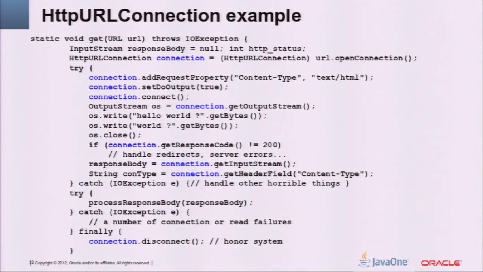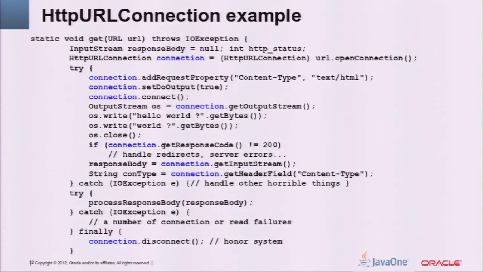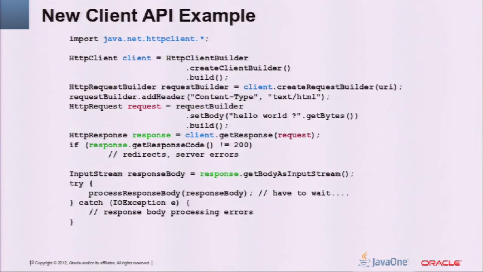So let's go back to the old HttpURLConnection example here, this very linear style connection-based API. So the new code looks like this. So you can see at the top the new package. The first thing we do is create the client instance from the client builder. Then from the client instance, which is highlighted in blue, we create the HttpRequestBuilder. And then on the request builder, we set up the headers and perhaps the body.